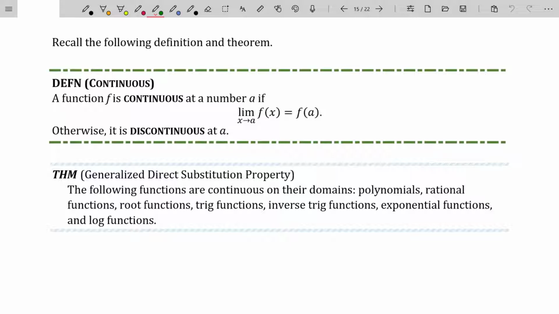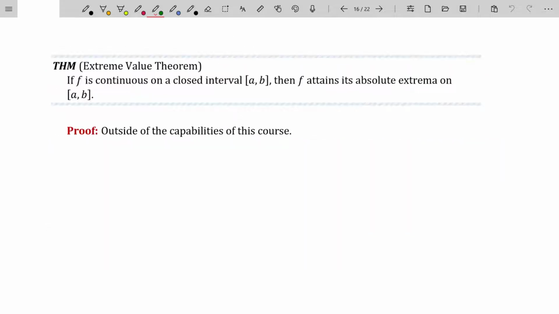Now, why do I mention that? Why do I worry about continuity of functions? It's because of the extreme value theorem, not to be confused with the intermediate value theorem. The extreme value theorem is a very easy theorem to understand. If f is continuous on a closed interval, then f attains its absolute extrema on that closed interval.